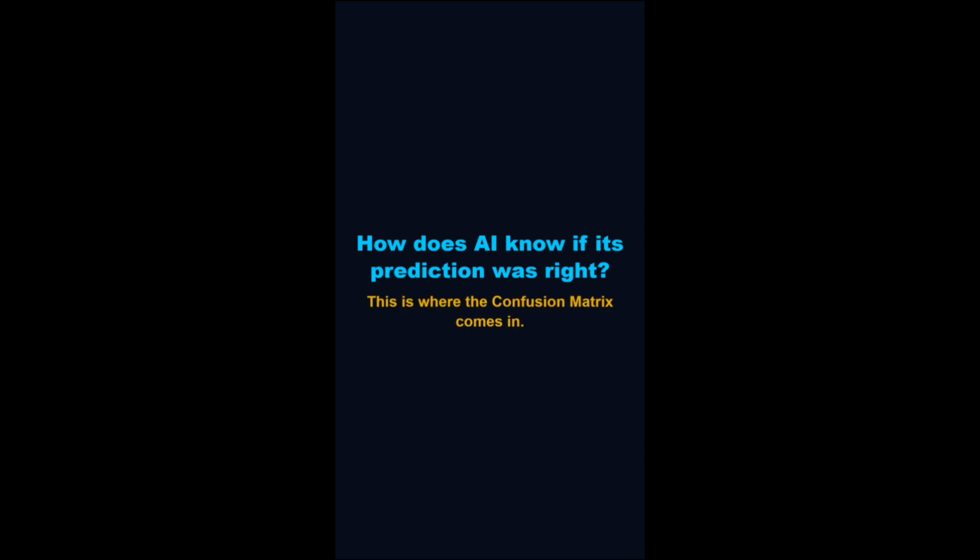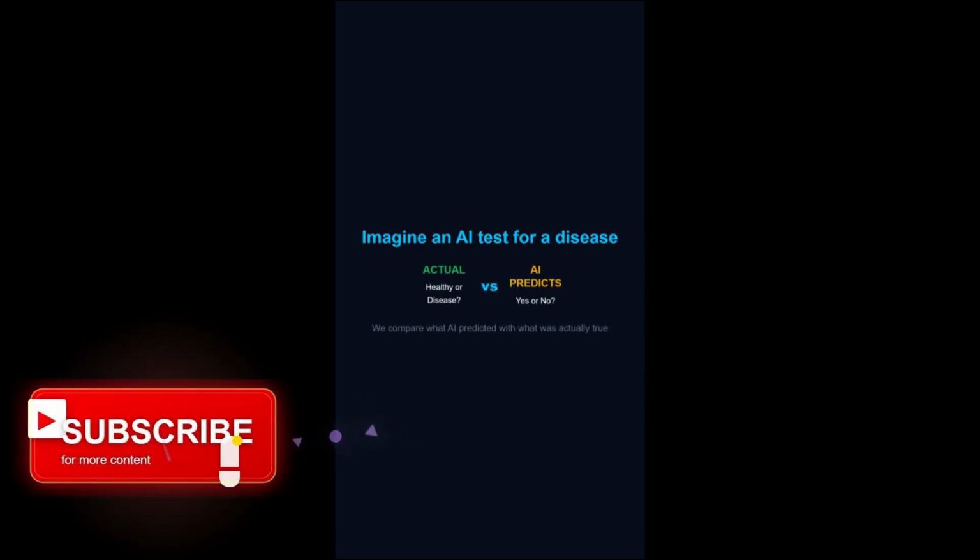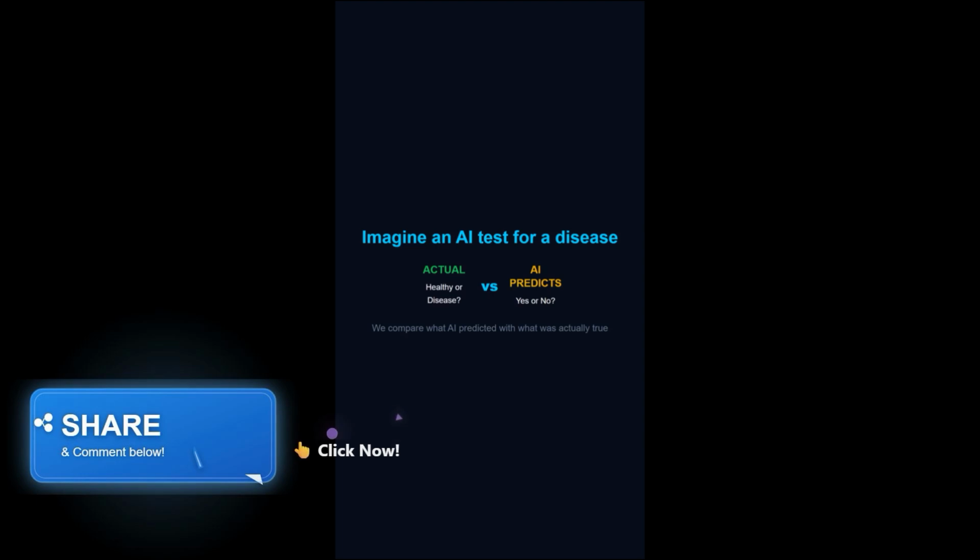How does an AI know if its predictions are accurate? This is where the confusion matrix becomes incredibly useful. Imagine an AI designed to test for a disease. We compare what the AI predicted with the actual reality.